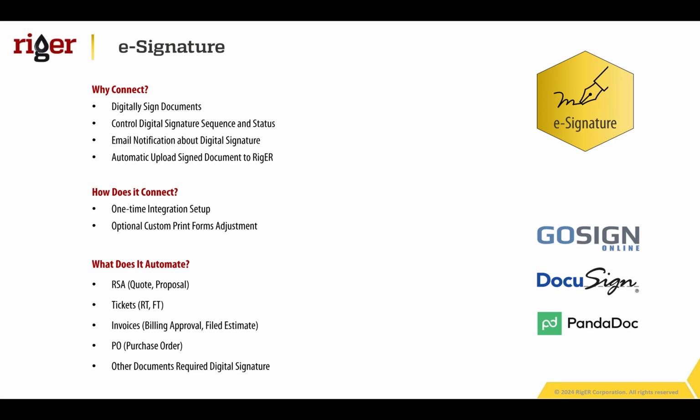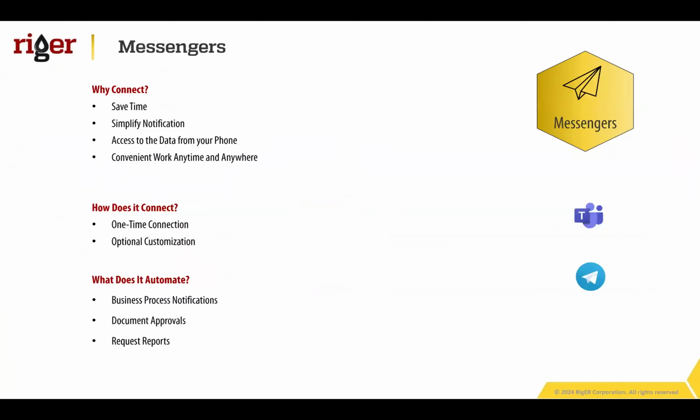It's a one-time integration setup, and we have optional custom print form adjustments that we can make. For instance, if you needed a certain signature block with a number of details, we could adjust those print forms. And once it's set up, you can digitally sign those documents. And this automates the job project documents such as RSAs, quotes, proposals in RigER, as well as rental and field tickets, invoices for billing and approvals, your purchase orders, and other documents that require digital signatures. I'd like to pass the mic back to Michael to talk more about other integrations.